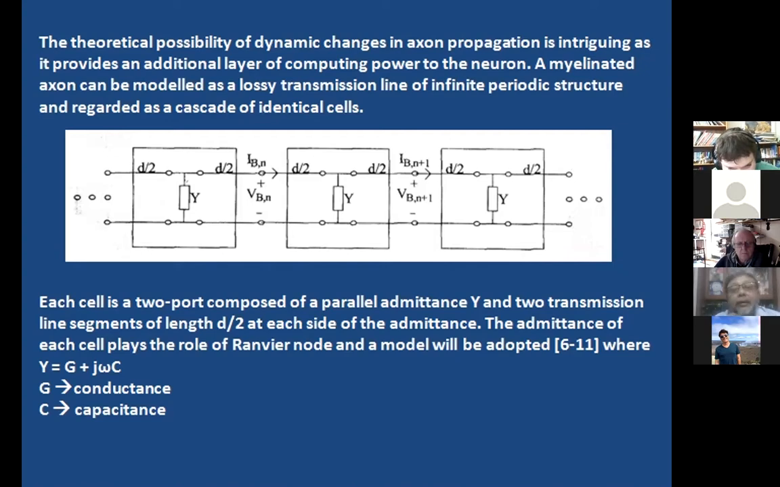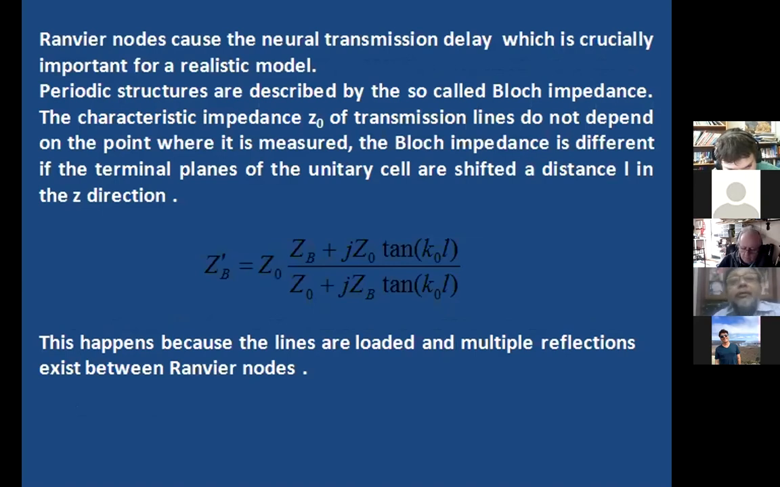So initially, this is an old model of the transmission line. You can see each cell is a 2-port composed of parallel admittance Y and transmission line segments of length d/2 at each side of the admittance. The admittance of each cell plays the role of the Ranvier node, and the model would be adopted where Y equals G plus j omega C, the conductance and capacitance. Now, the Ranvier nodes cause the neural transmission delay, which is crucially important for a realistic model.